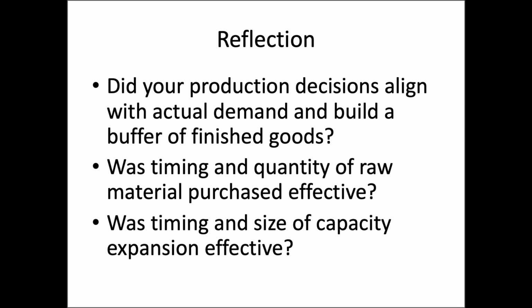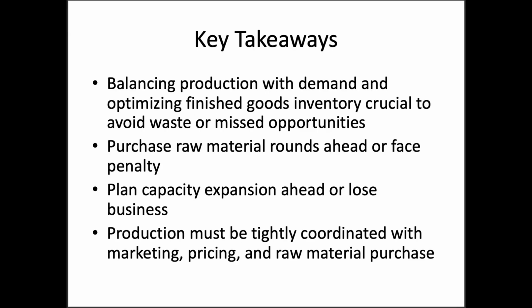Did your production decisions align with actual demand and build a buffer of finished goods at the same time? Was the timing and quantity of raw material purchase effective? Was the timing and size of capacity expansion effective? Production planning as a disciplined process will ensure that products are delivered in alignment with the strategy in practice. Production and demand must be in balance, because this is very crucial in the elimination of waste or missed opportunities.